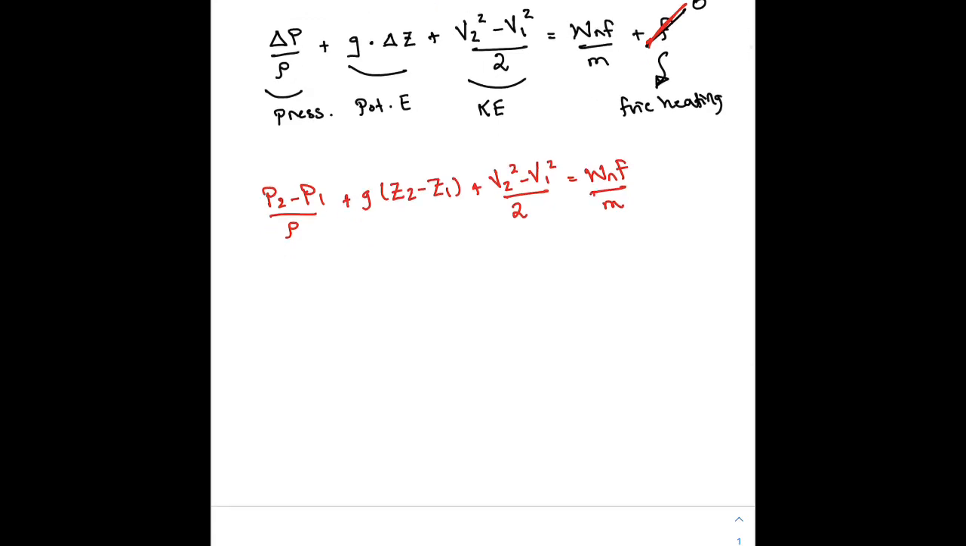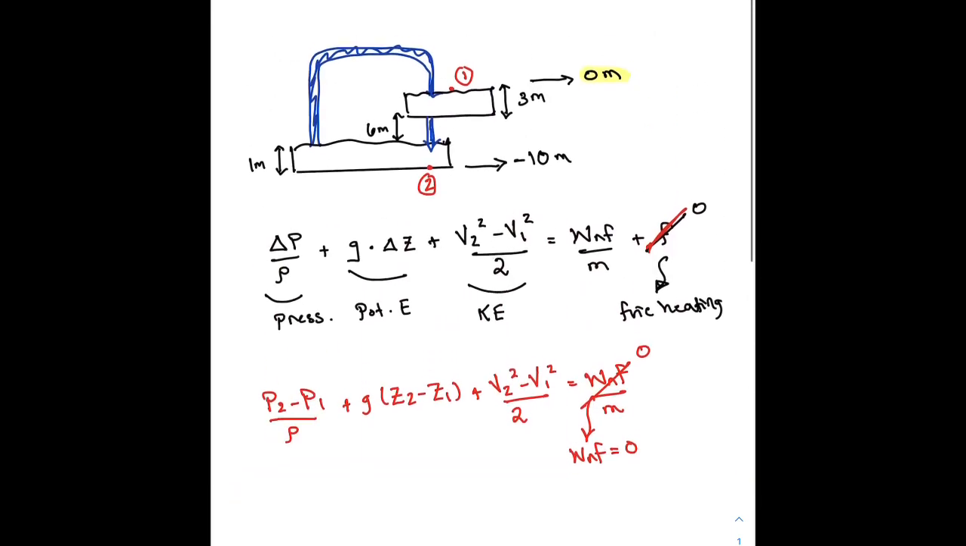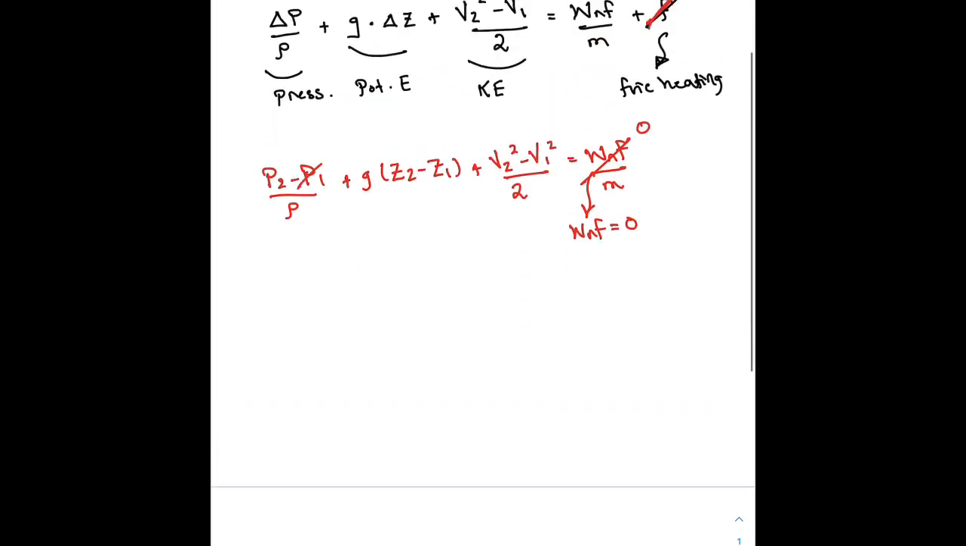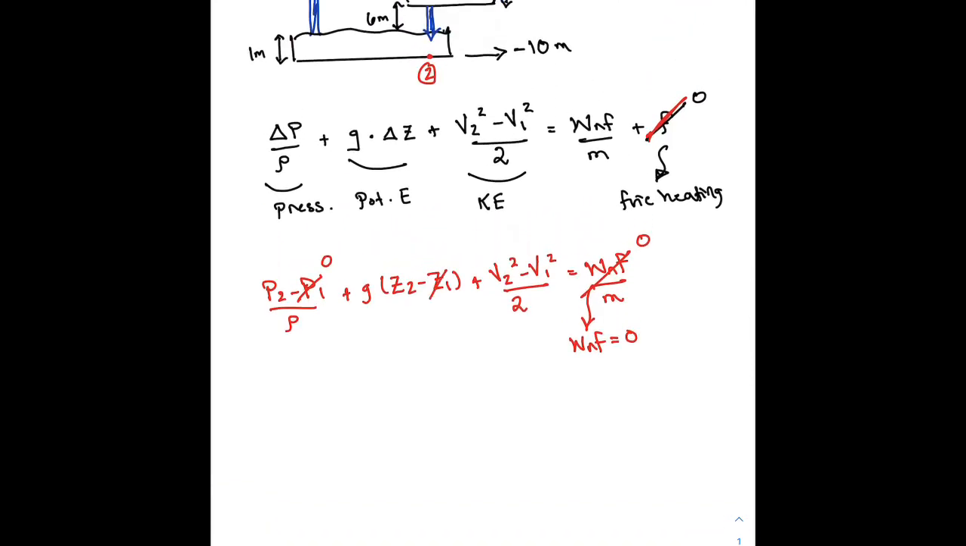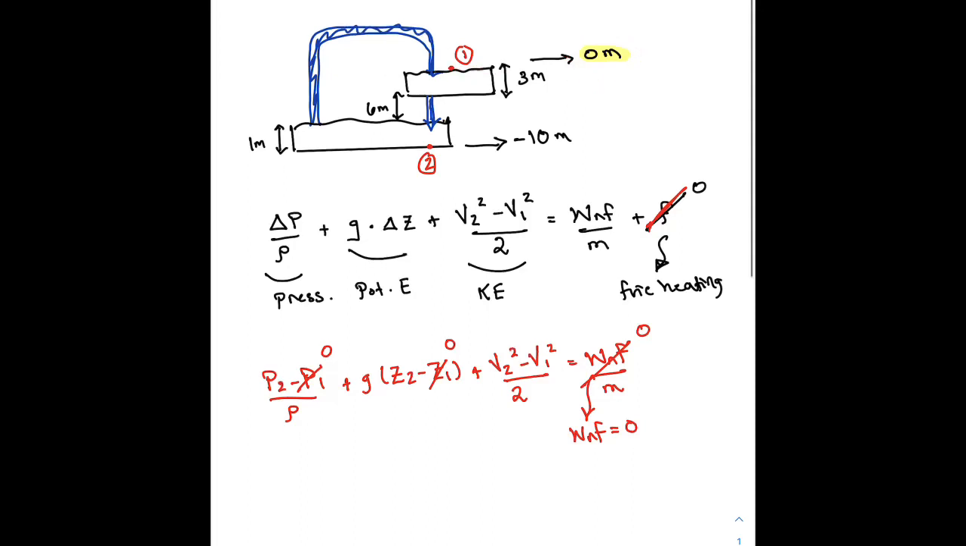However, here we will have no work. This is all 0. There will be no work being done. The water is just flowing from gravity from point 1 to point 2. Something else we can simplify is that P1 is right here. This is point 1. It's open to the atmosphere, and so P1 will be 0. One more thing is that Z1 right here will be 0, just because we defined 0 meters right here at point 1.